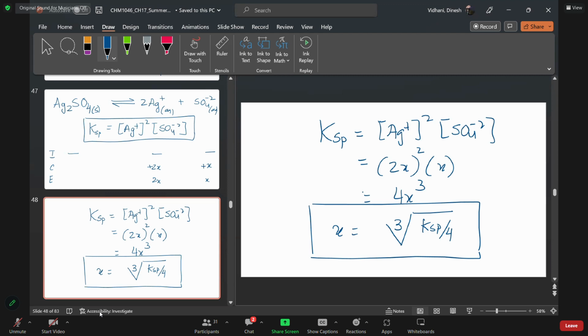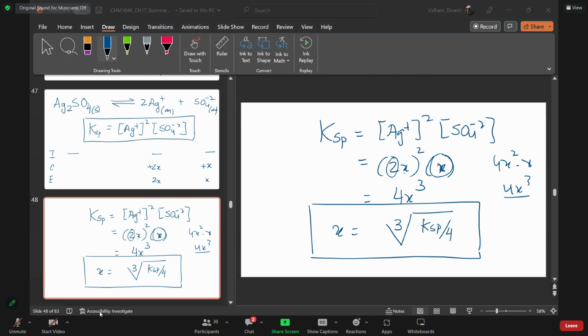So far, so good? How does it become 4X cubed? Because you have 2X squared, and you have X. So the square of 2 is 4. The square of X is X squared. Multiplied by X is 4X cubed. Any doubts so far before I go to the next one?